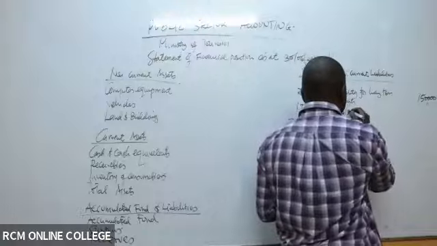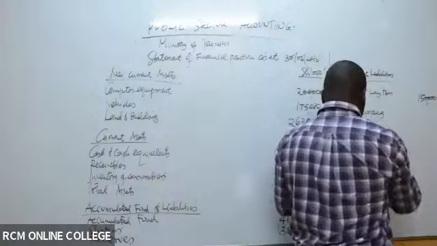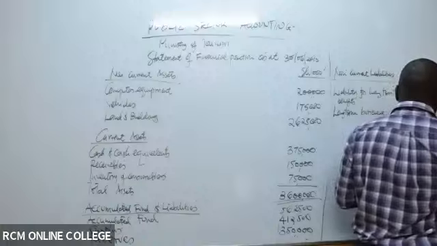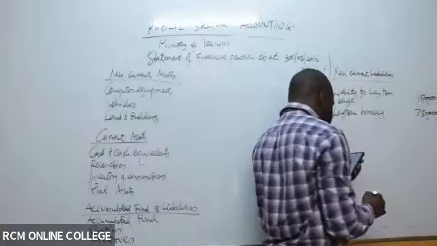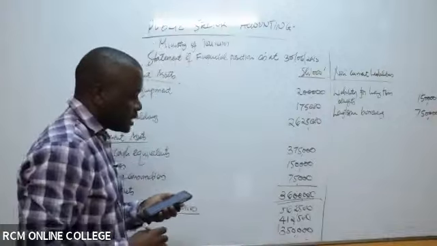We have long-term borrowing, which is how much? 750,000. 750 thousand. Then which other one do we have? I think they are the only ones.